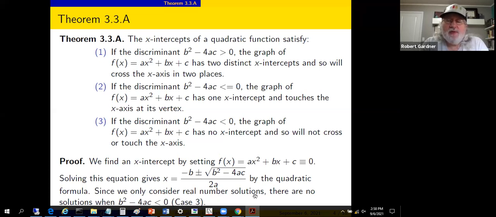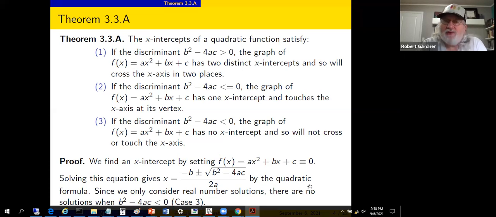We're only considering real solutions, so we can't take square roots of negatives. If b squared minus 4ac is negative, this doesn't work. There are no real solutions, and that's case 3. So actually case 3 is the easiest one to dispatch. We'd get square roots of negatives. You can't do that. There are no x values satisfying this, and so there are no x-intercepts in the event that the discriminant is negative.